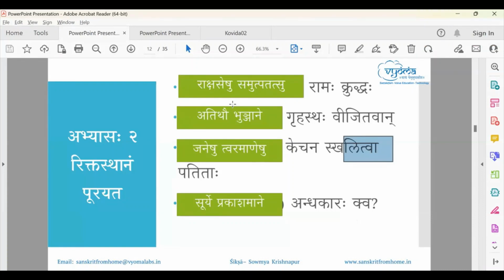Rakshaseshu samutpatatsu Ramaha kruddhaha.